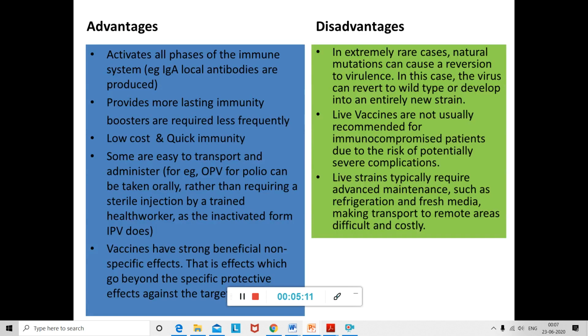Now, what are the advantages of this one? It activates all the phases of the immune system. Even IgA, the local antibody, is produced, and it provides a long lasting immunity, and boosters are required less frequently in the case of live attenuated vaccines. It is of low cost, it gives us quick immunity, and some of them are even easy to transport and administer. The vaccines also have strong beneficial non-specific effects, that is, effects which go beyond the specific protective effects against the target organisms. Okay, now coming to the disadvantages.